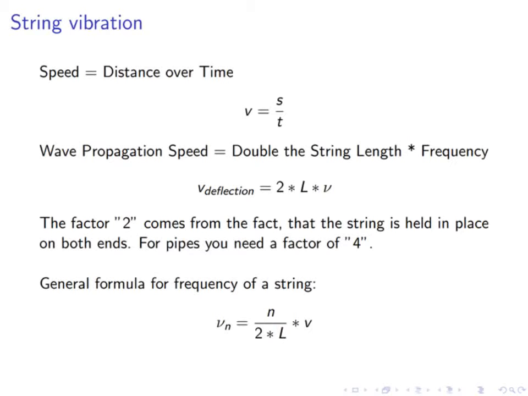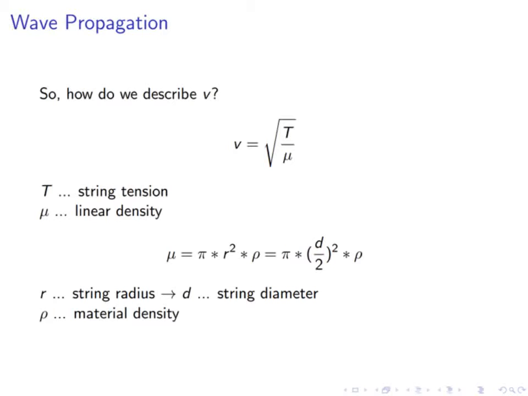Again, speed is distance over time, so the wave propagation speed is double the string length times the frequency. The frequency of our string is the mode number n divided by 2 times the length, times the wave propagation speed. So the next question that arose, what's the speed of the wave in a string? We can describe it by the square root of the string tension divided by the linear density.